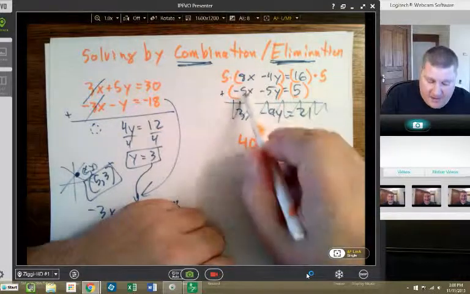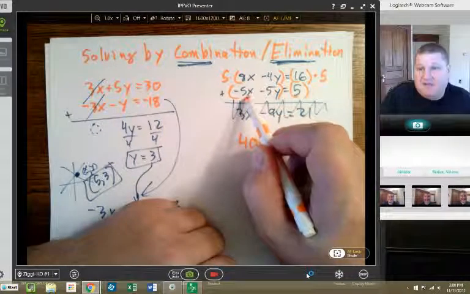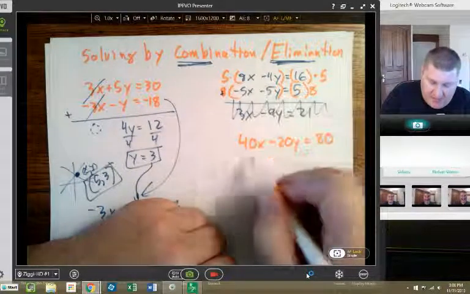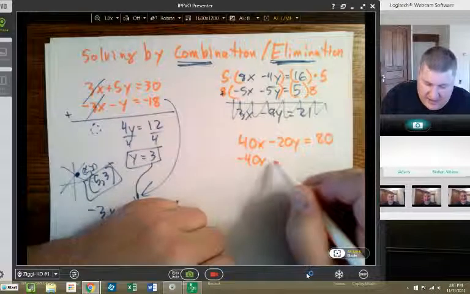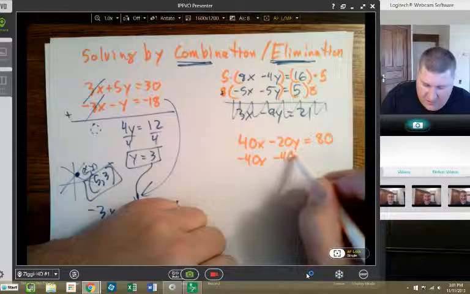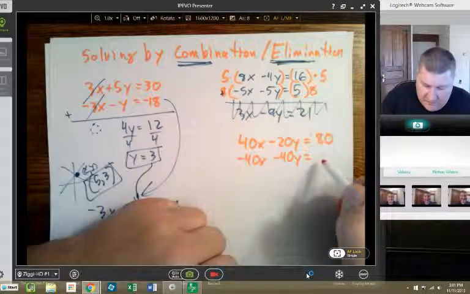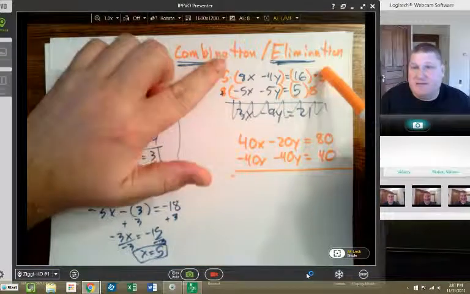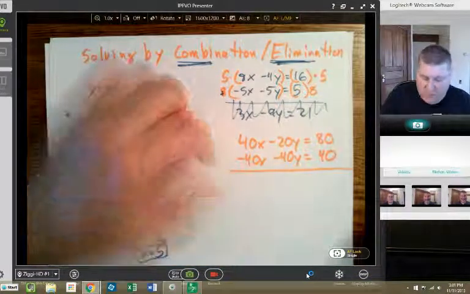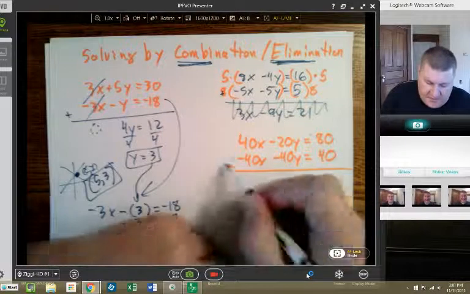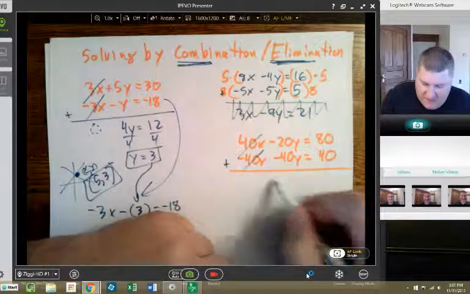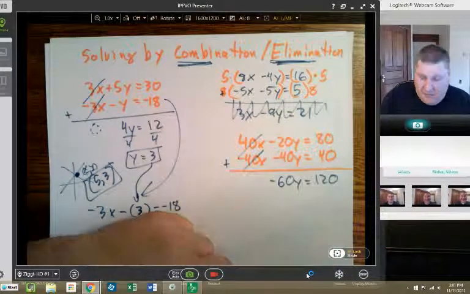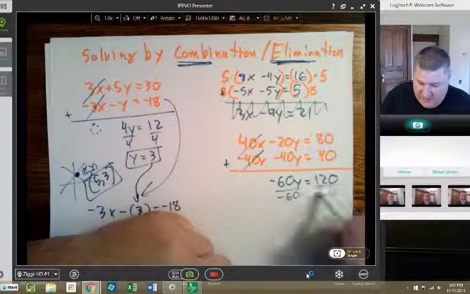Now, on the bottom, how do I get negative 5 to be something that would go away with 40? Well, if I multiply by positive 8, I come up with negative 40x and negative 40y equals, looks like 40. So now, by multiplying something by the top and by the bottom wisely to get one of these two terms the same, when I go to add them up, that cancels that. I get negative 60y equals 120. If that's the case, now again, it's very easy. Divide by negative 60.